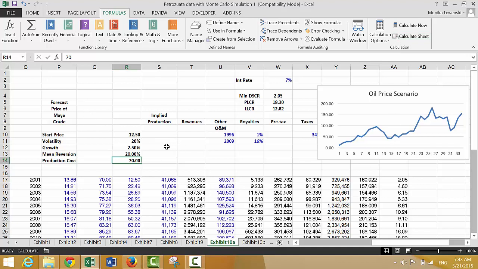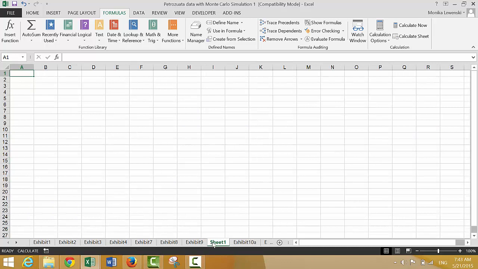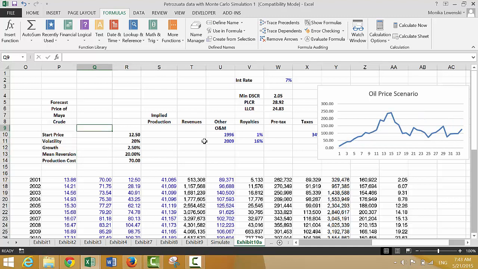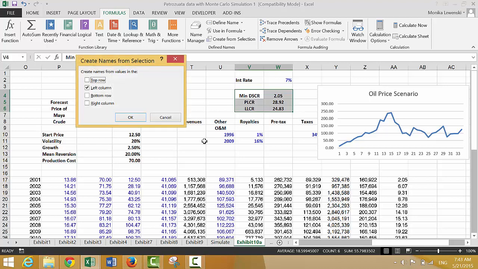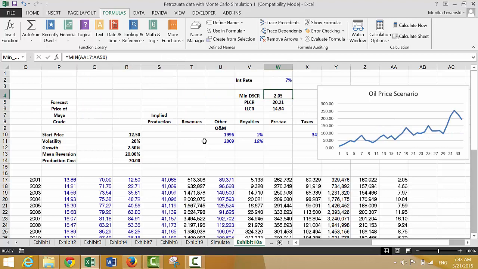I think what we'll do now is press Shift F11 and make a new sheet, and we'll call that our simulate sheet. Let's name these cells. If I select the three cells and press Shift Control F3 and press left column, it will name them minimum DSCR, PLCR, LLCR.